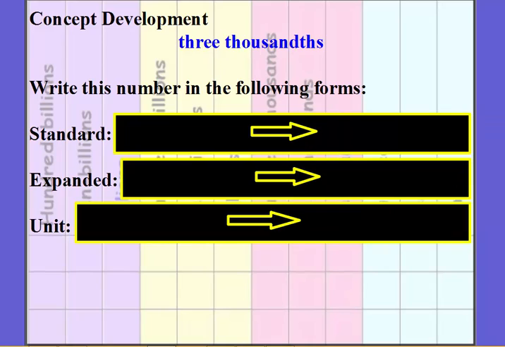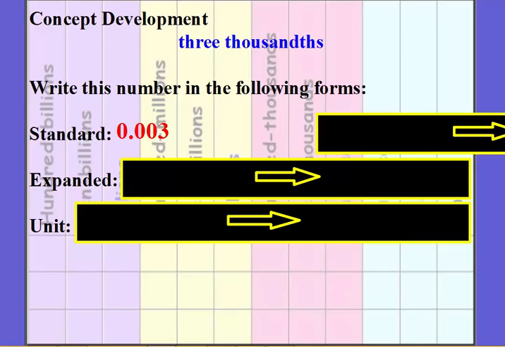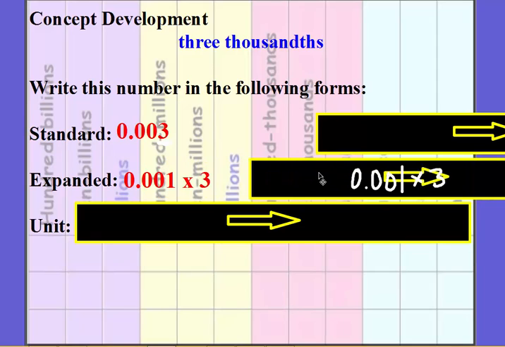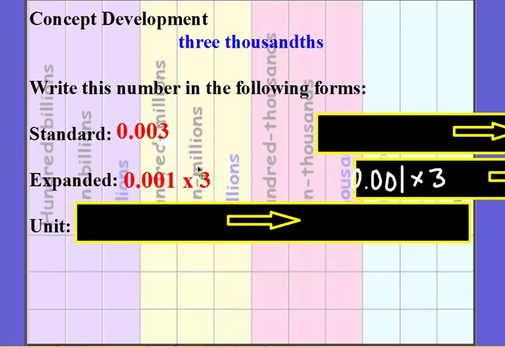Alright, let's keep going. 3 thousandths. Well, it's going to be the same thing. Standard form. How do I write it normally? Expanded, though. Here's where it gets a little different. I have my place value, which is thousandths, multiplied by however many thousandths I have. Here you see I have 3. So it's multiplied by 3. If I do that, I multiply 3 times 1 thousandth, I will get that standard form.